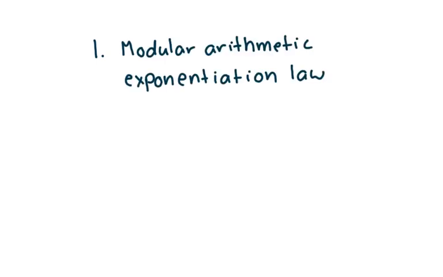1. A modular arithmetic exponentiation law. And 2. Euler's theorem. In some proofs of RSA encryption, and in fact in the one that Ron Rivest, Adi Shamir, and Leonard Adleman used, they used Fermat's theorem, but I just think that Euler's theorem is easier to understand.